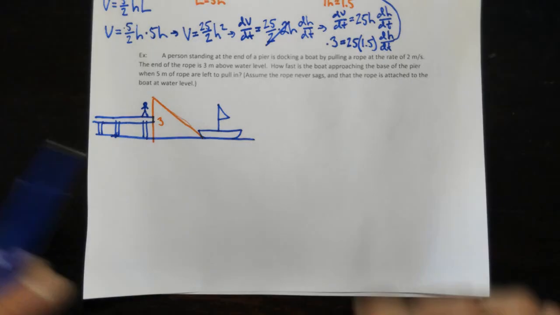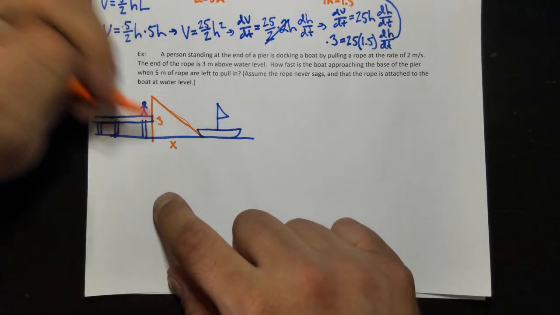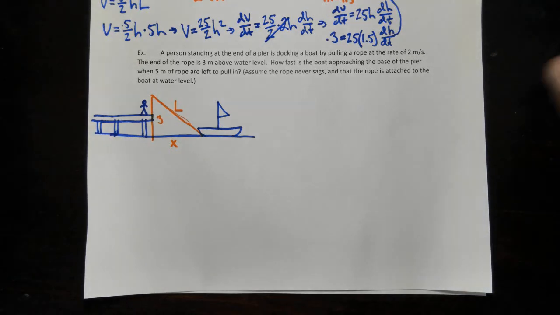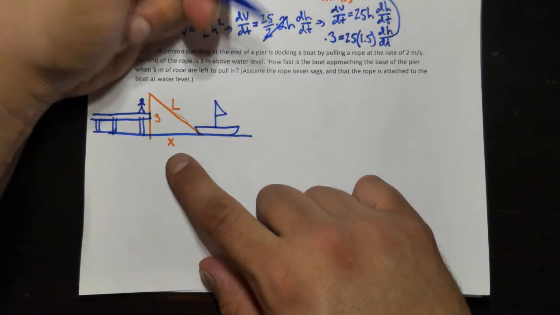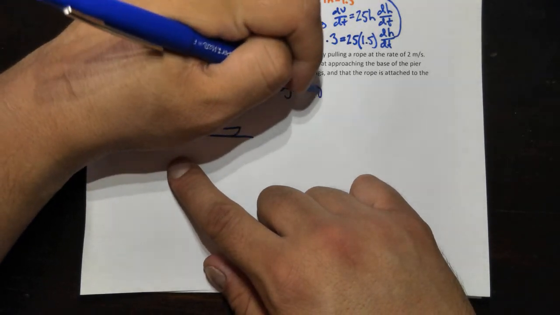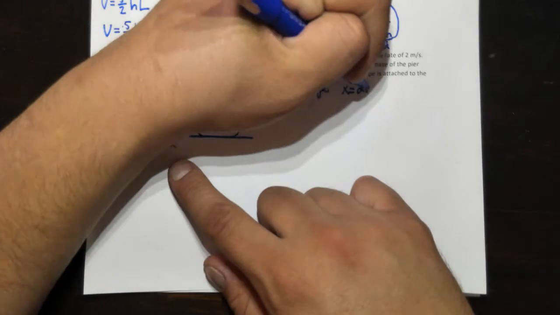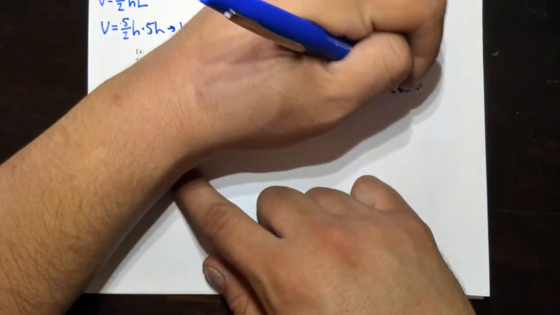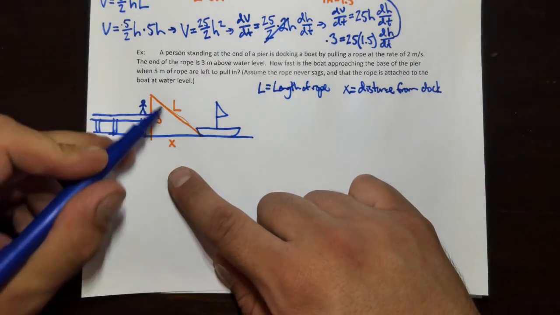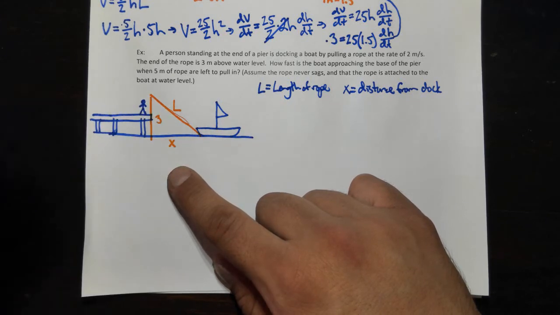So what are we looking for? We're looking for how fast is the boat approaching the dock. So we're going to call this one X, and let's call the length of rope L. So let's define these. L is the length of rope. X is the distance from dock. And then dL/dt, because the length of the rope is changing, right?